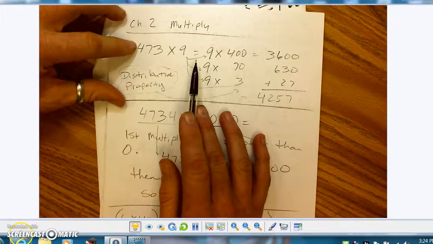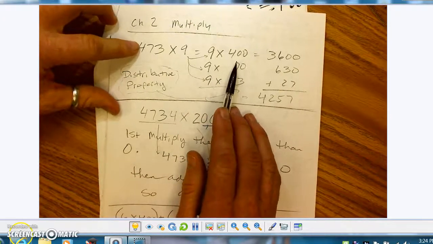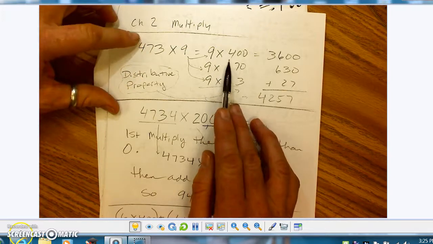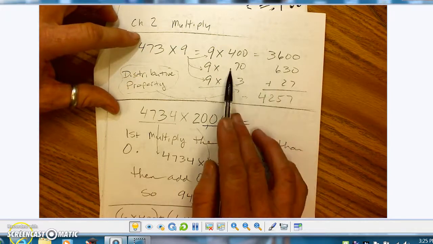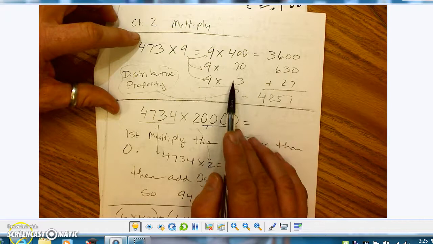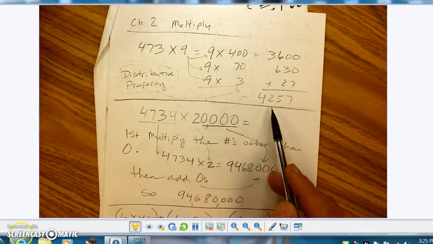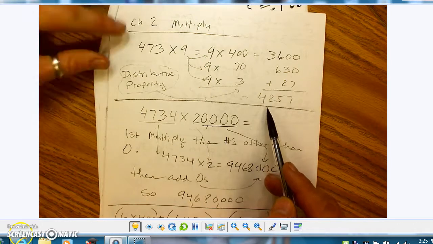What is this 4 really worth? It's worth 400. What's this 7? 70. What's this 3? 3. So you multiply it out. 9 times 400 is that. 9 times 70 is this. 9 times 3 is that. Add all up. Boom. Right? That is what we would call a distributive property. You're breaking things up.